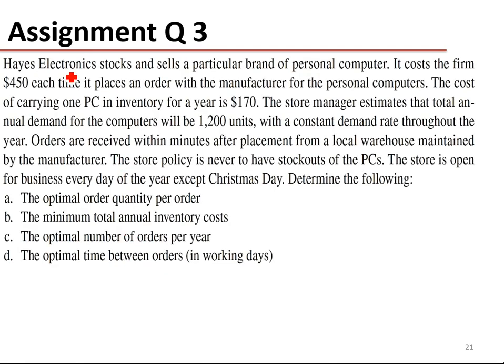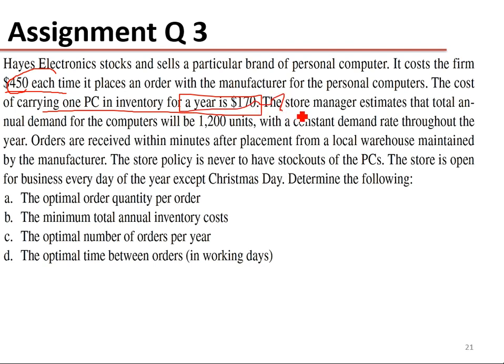And next we have this numerical. It is basically Hayes Electronics, which stocks and sells a particular brand of personal computer. It costs the firm $450 each time it places an order with the manufacturer for personal computers. This is the ordering cost basically. The cost of carrying one PC, this is the holding cost or carrying cost, is given.